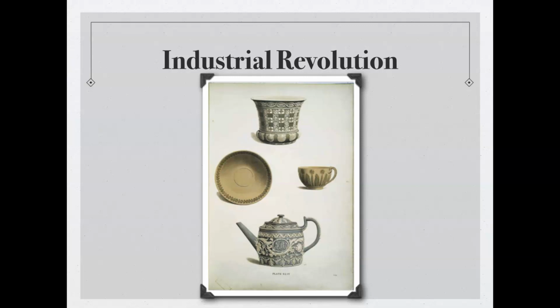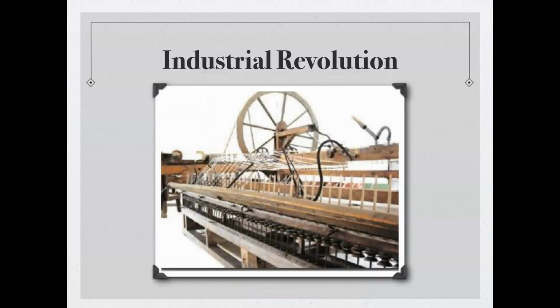So when we think about the Industrial Revolution, we can look at this crockery and things that were made, but one of the things that it did was put people out of work. People who were making handmade pottery couldn't keep up with the price. And then here we have an image of the spinning jenny, and it was patented by James Hargreaves, and it could spin many threads simultaneously.